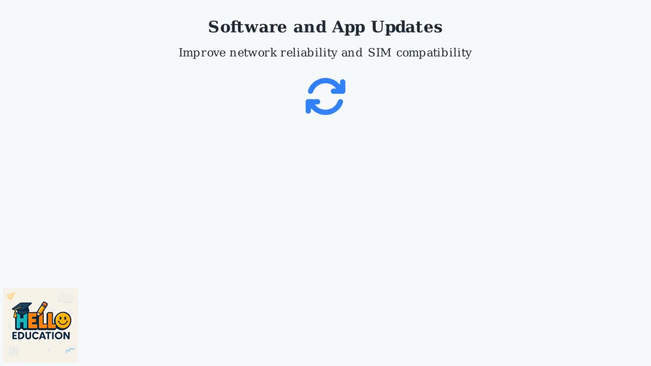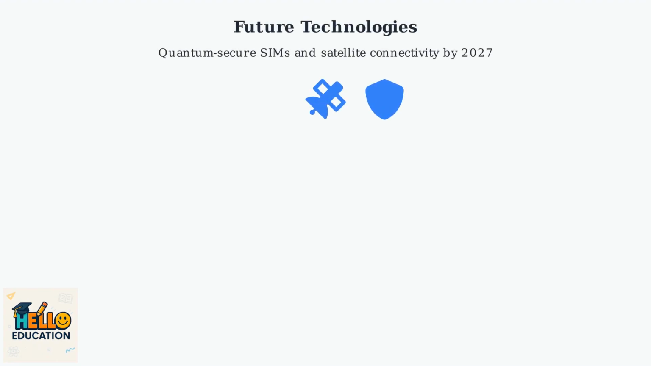Keep an eye on software and app updates, as Google is constantly working to improve network reliability and SIM compatibility, especially with newer Android devices. By 2027, advanced technologies like quantum-secure SIMs and integrated satellite connectivity may further eliminate connectivity problems.